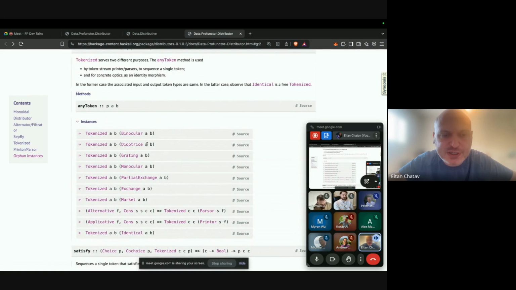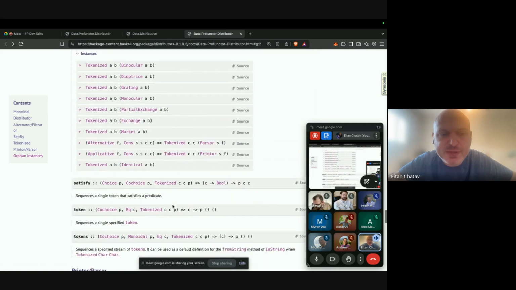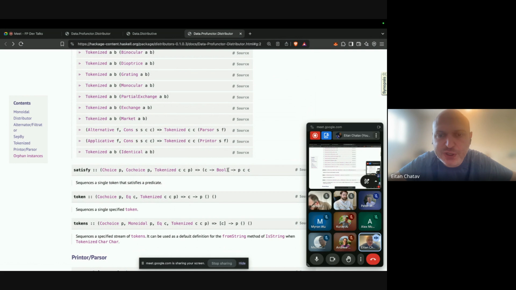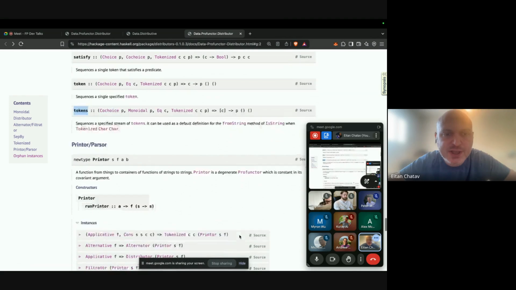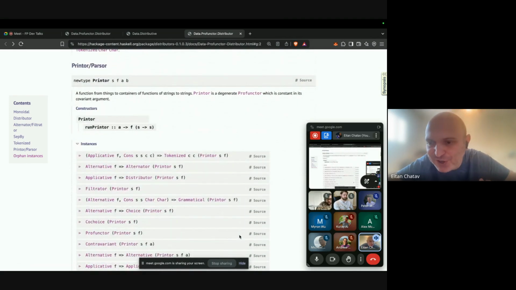And going back to tokenized, we had any token as the defining method. Satisfy is, instead of just any token at all, we can say a token which satisfies some Boolean condition. And then we can say some specific token or some stream of tokens. Okay. And then finally, here's our example to make things clear.